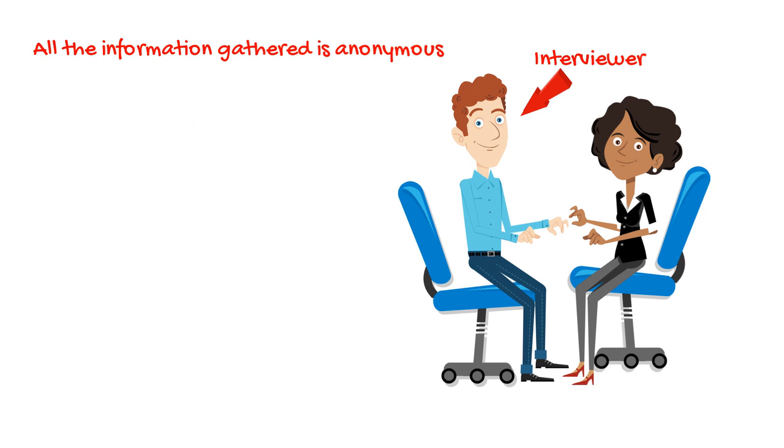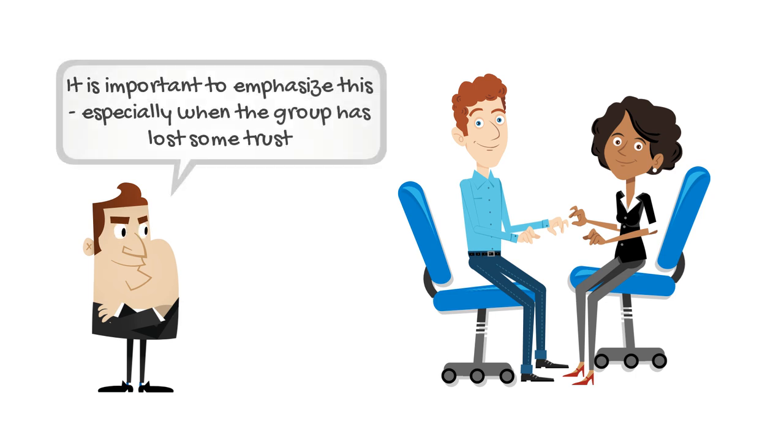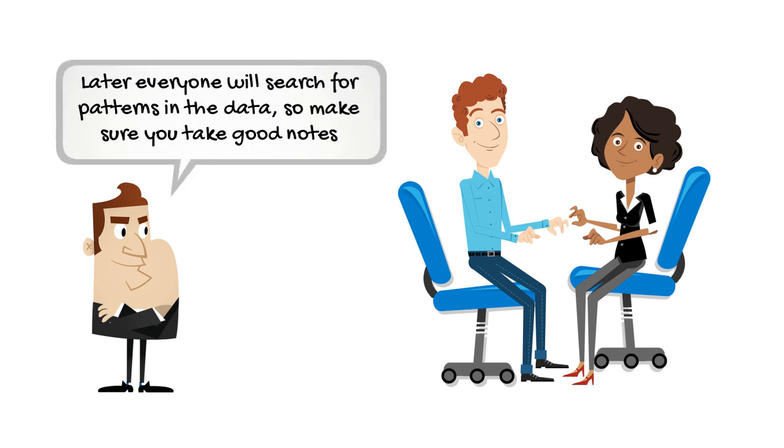All the information gathered is anonymous, therefore no names will be attached to any statements made. It is important to emphasize this, especially when the group has lost some trust, as in this example. Also, tell the group that later each participant will search for patterns among the data they have written down, thus taking good notes is important.